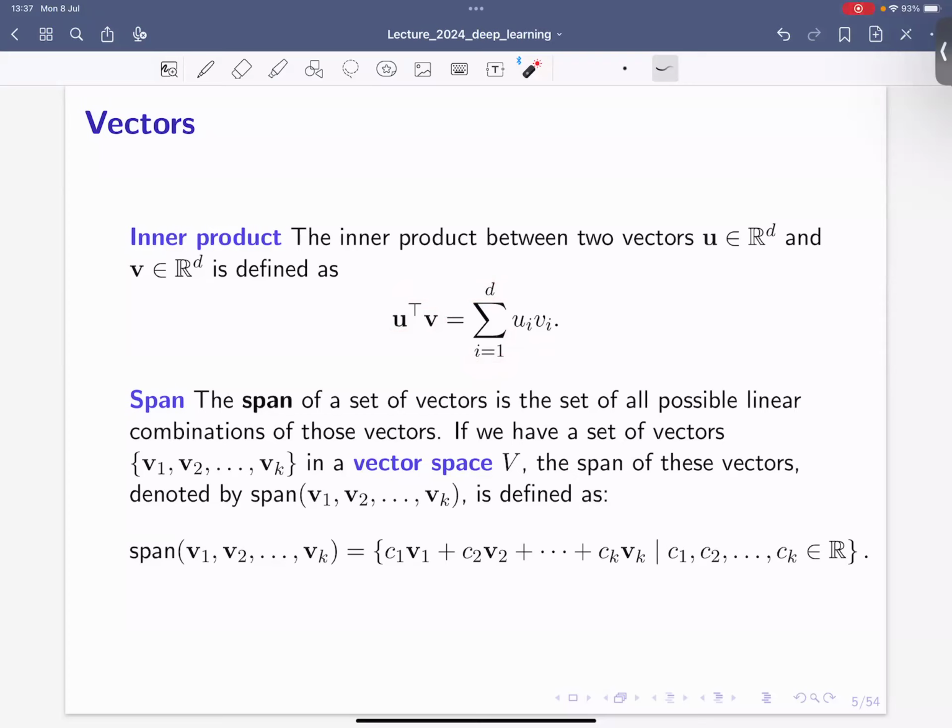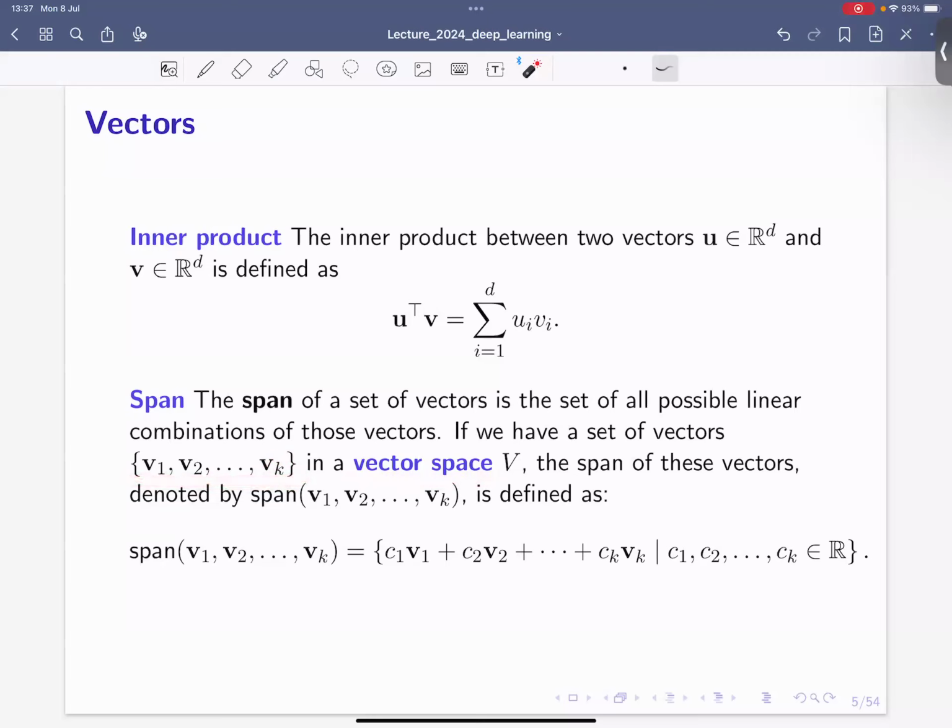Then there's another concept that we have to review, which is the concept of a span of a set of vectors. The span of a set of vectors is the set of all possible linear combinations of these vectors. So mathematically, it works in this way. You have a set of vectors, which are here denoted by v1 up to vk. So we have k of these vectors in this vector space V, and I will be discussing the notion of vector space in more details later. For now, you can just take this as a set of k vectors.